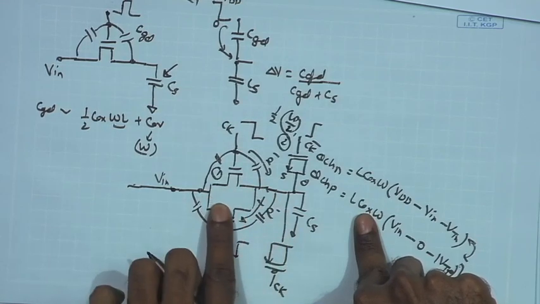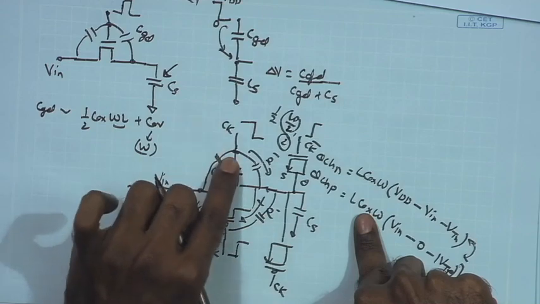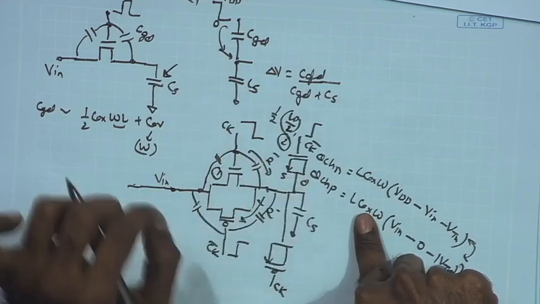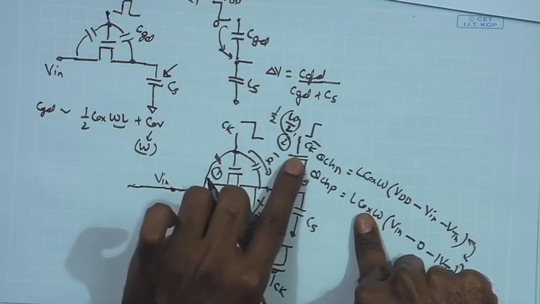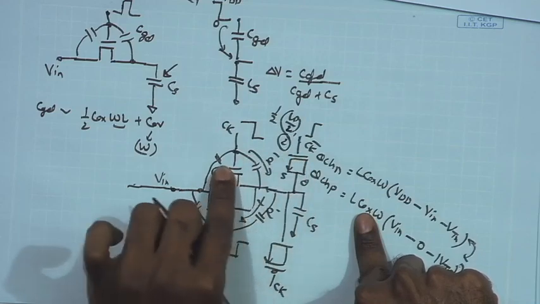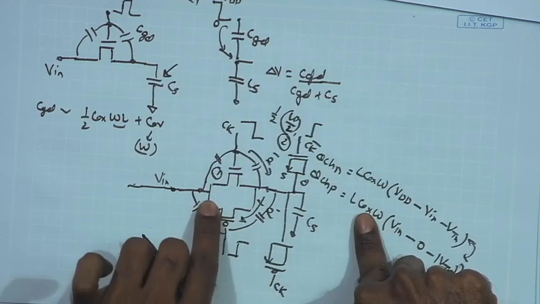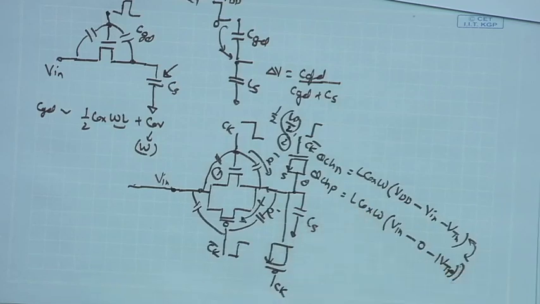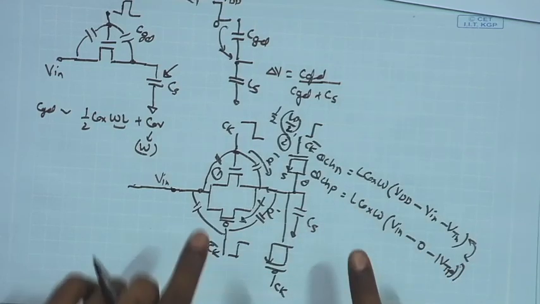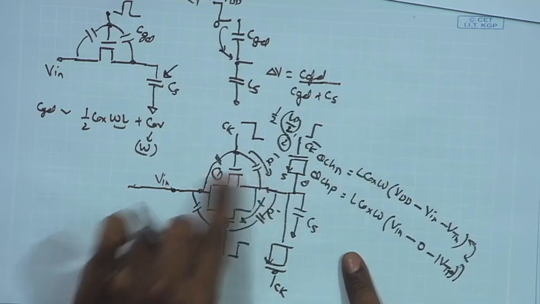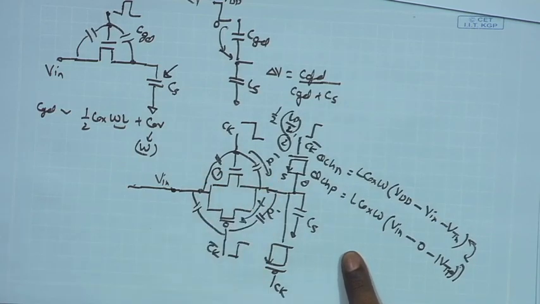So when its channel is getting killed, it is forming the channel. Likewise, when its channel is getting killed, this one is forming the channel. And if their dimensions are matched, W by L of this being half of W by L of this one, likewise W by L of this being half the W by L of this one, it can help in mitigating the charge injection to some extent, provided we have almost half charge injected on both sides, which is not always true.